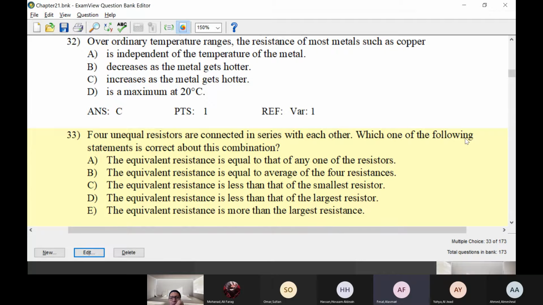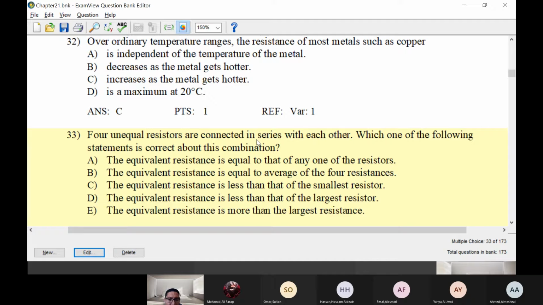Four unequal resistors are connected in series. If they're unequal, the equivalent is going to be less than the smallest? No, that is for parallel connections, but we have series here. A series is a straight line. In parallel it is less, and in series it is more. It's the sum of them. The equivalent resistance is the sum of all the resistances.